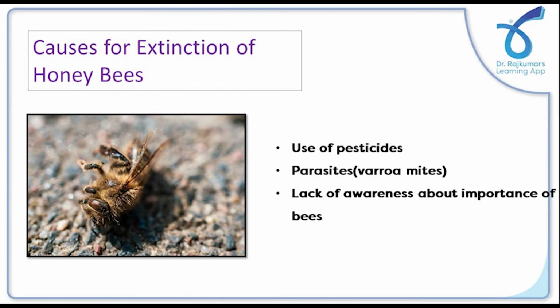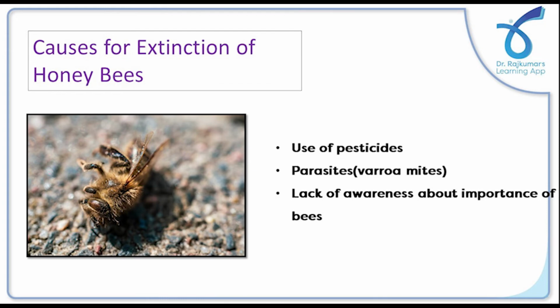Second, parasites or varroa mites. This organism stays in the bee colony and after a while they reproduce and suck the bees' blood. Because of this, the bees' legs and wings don't work. These parasites can destroy an entire colony of bees. In 2006, it was discovered as colony collapse disorder.